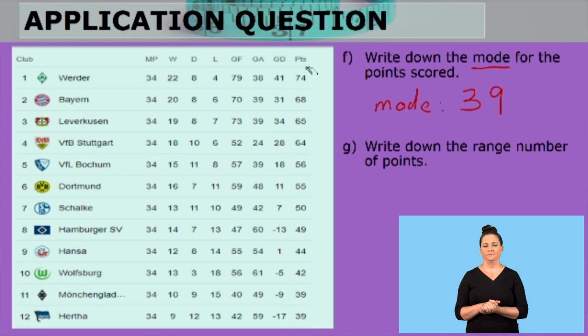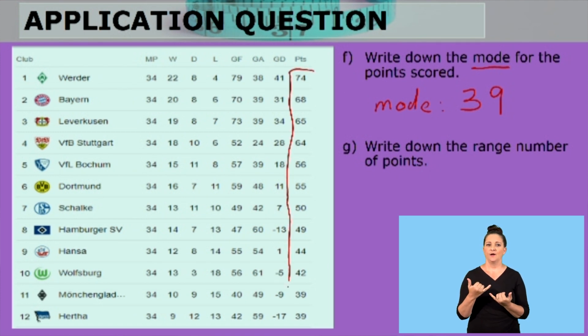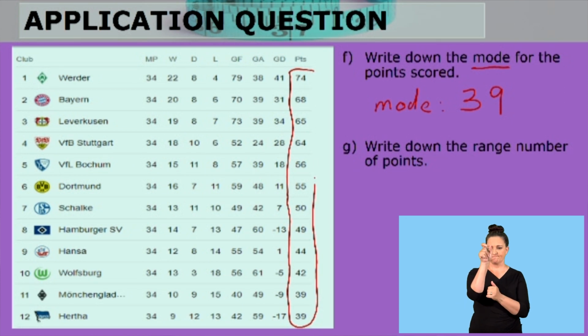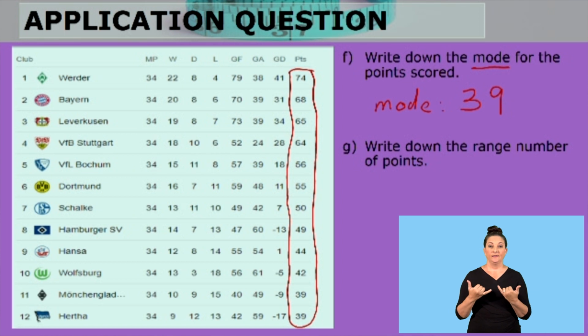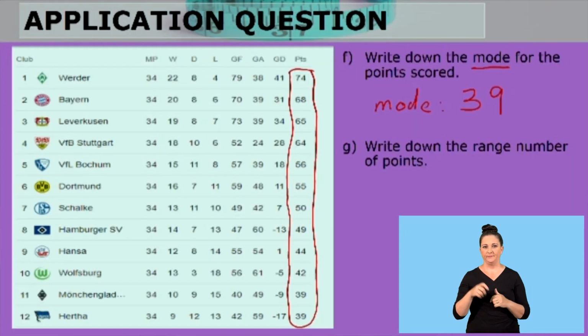Now, write down the range of the number of points. It is the same column. The first thing we need is to arrange the values in ascending order. So looking at this, we have the following values.